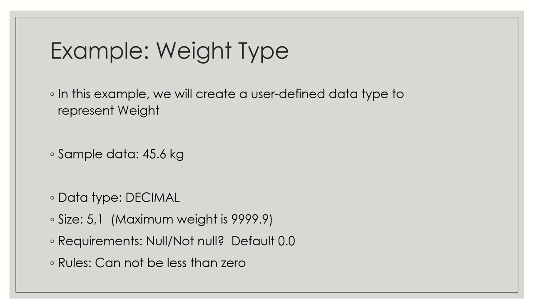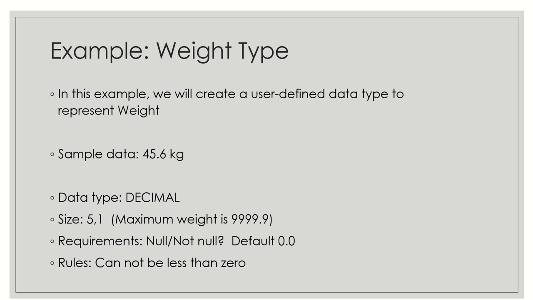We know it's kilograms, so we have a bit of an idea about the precision and the scale that we want for the size. So for this data type, I've assigned that the underlying type should be decimal, and the size is going to be 5,1. So that means 5 digits, one of which is after the decimal point. From there, our maximum weight can be determined as 9,999.9.